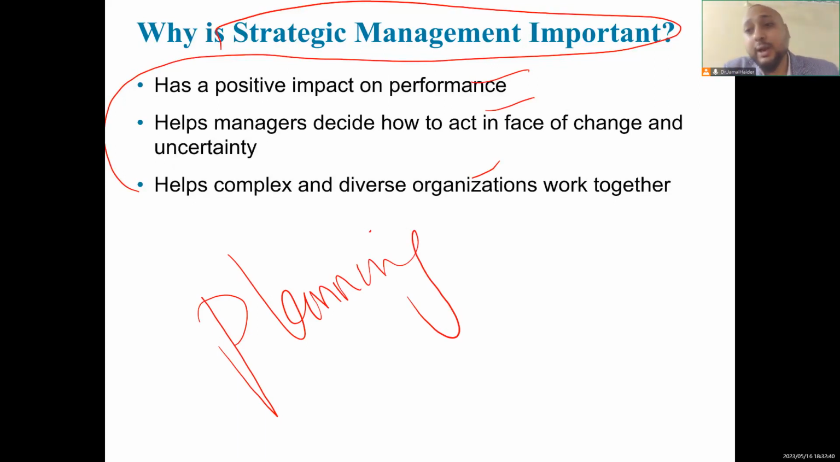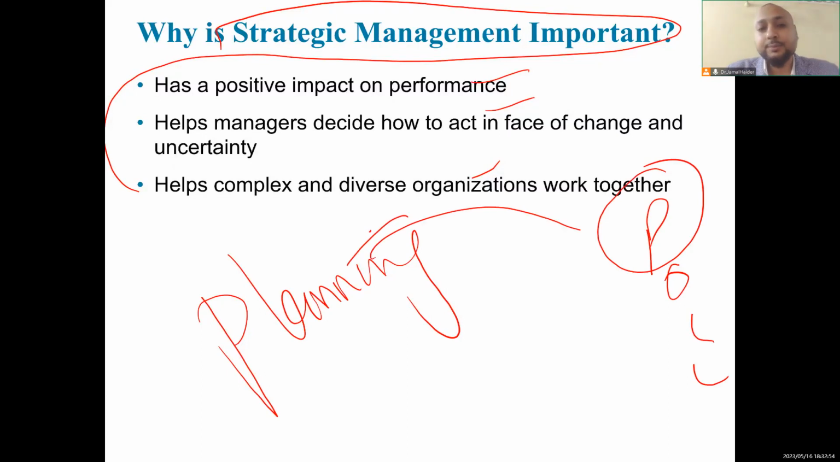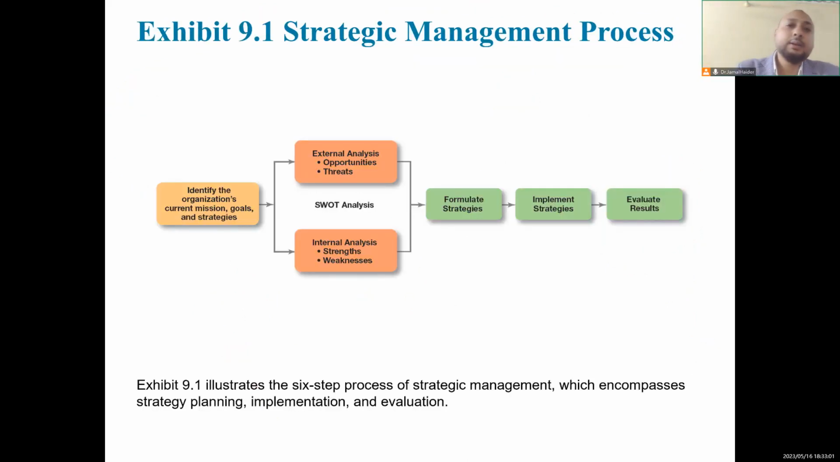planning. So if you happen to join a company as a manager, you will be performing either of the functions: planning, organizing, leading, controlling. So if you happen to be working in planning, do not forget the word strategic management. All right. Now, what is the strategic management process? There are 4 steps in the strategic planning process.